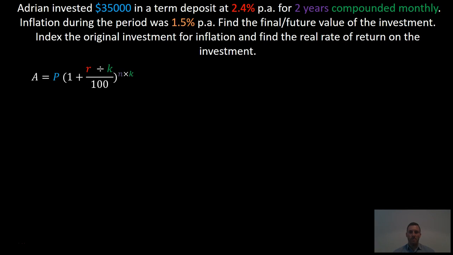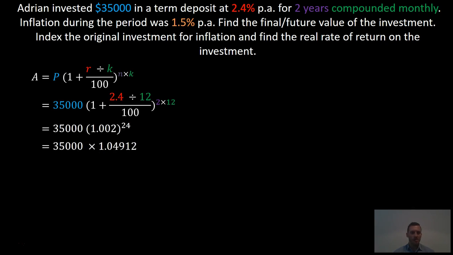First, we find the future or final value of the investment using the compound interest formula. We substitute in our known values and we can simplify this and we get the final or future value of the investment is $36,719.21.